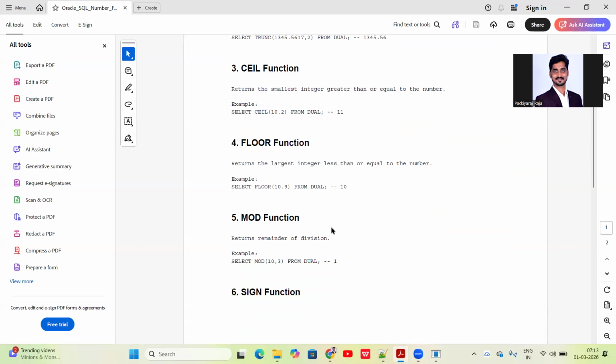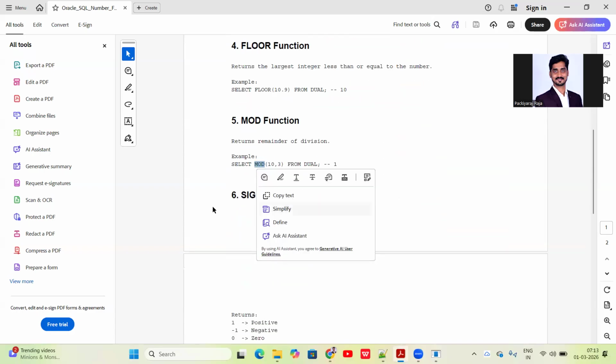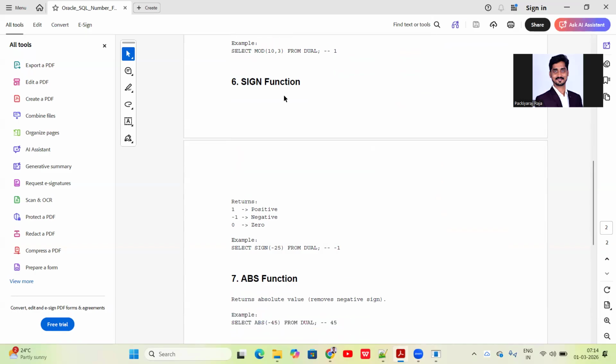Mod, if you want to return the remainder of a division, you can use the mod function. Then the sign function. Sometimes you want to see whether the value is positive, negative or 0. Then we can use the sign function. If negative, it will give -1. If positive, it will give 1. If 0, it will give 0.